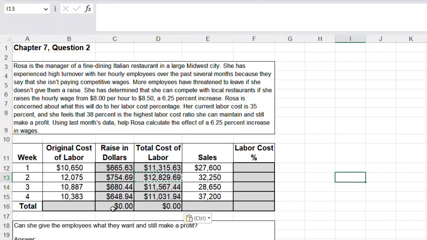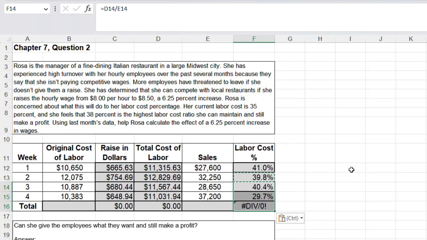All right, so let's look and see what our labor cost percentage would be if we had given our staff that increase. All right, so in order to get our labor cost, we'll take our cost of labor and divide that by our sales or our revenue. So we're at 41%. Again, we take our total cost of labor and we divide that by our total sales. And we'll paste this formula in here. Now let's add up the weeks so we see what we would have averaged for the month. And we'll do the same thing for our sales.